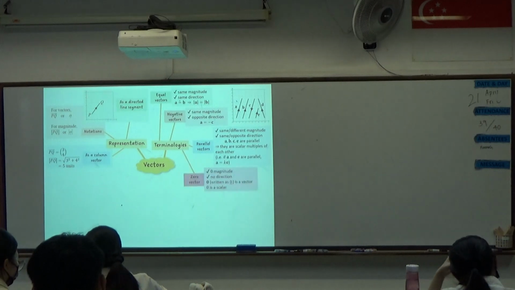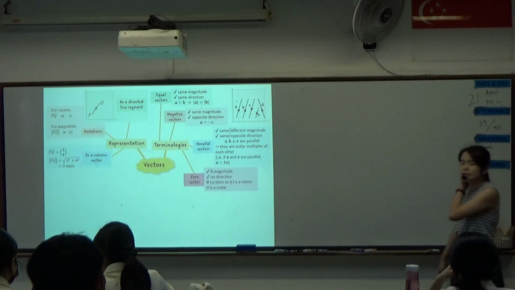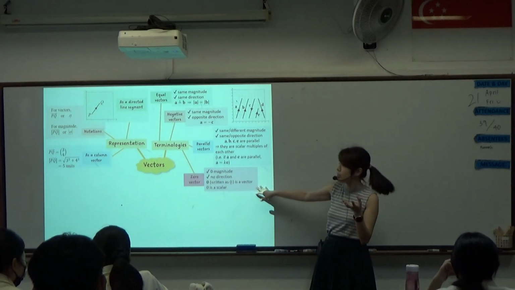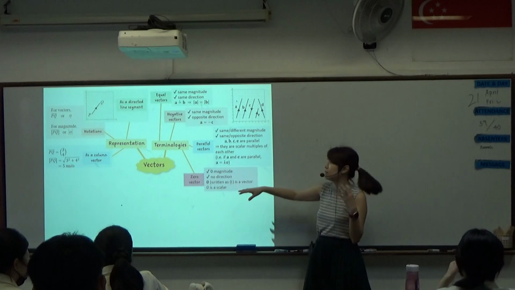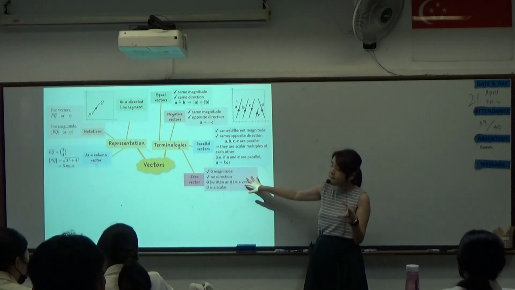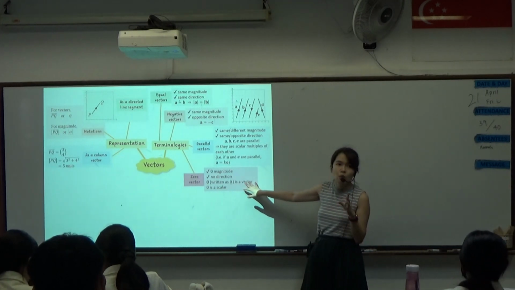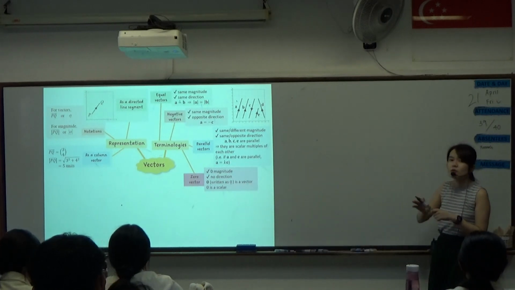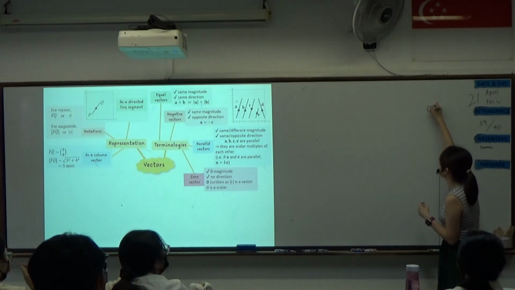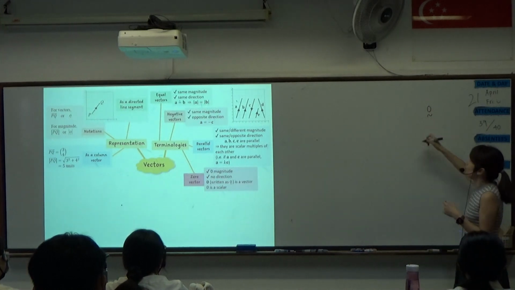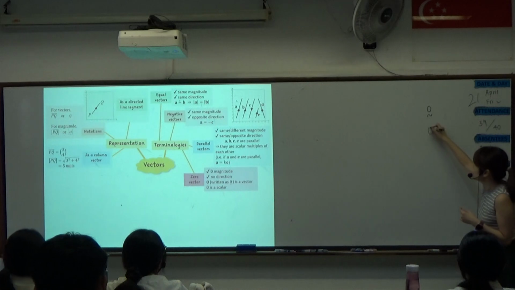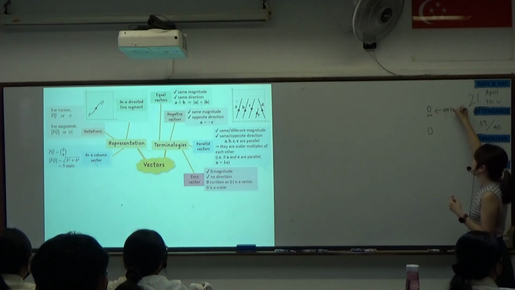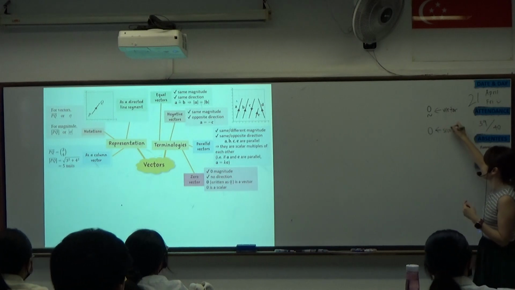Then regarding zero vector, which is something that I have yet to cover. Zero vector, like the word suggests, means that the magnitude itself is zero, and it has no direction. We need to differentiate between the scalar zero and the vector zero. When we are referring to a vector zero, we will write it in this manner, whereas the scalar number zero, we'll just write it as a number zero. So this one is a vector, and this one is a scalar.